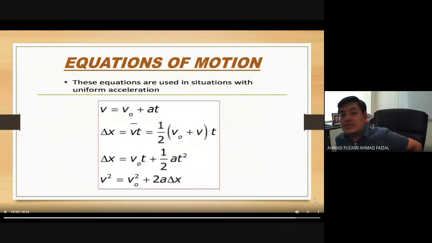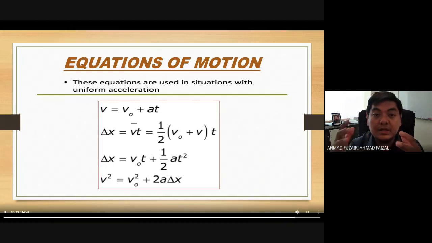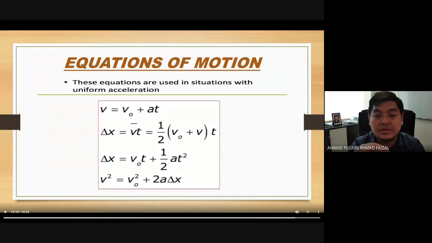Okay, so these are the equations of motion that I mentioned just now, about how to use these equations in the problems. In the earlier problems, it was only explaining how to get x, how to get v, and of course how to get acceleration. That knowledge is now put together so that you can use and crack these equations and try to answer the problems.